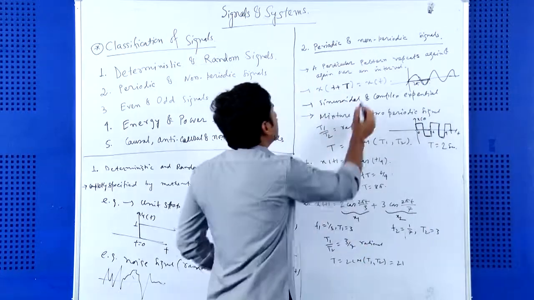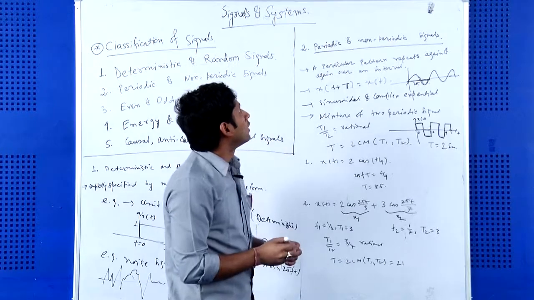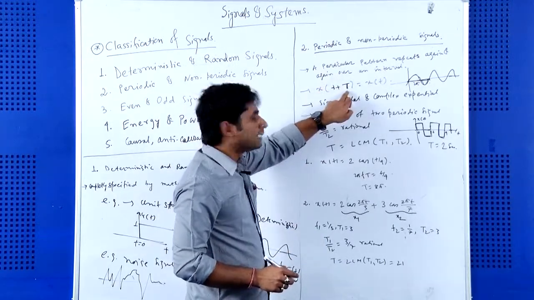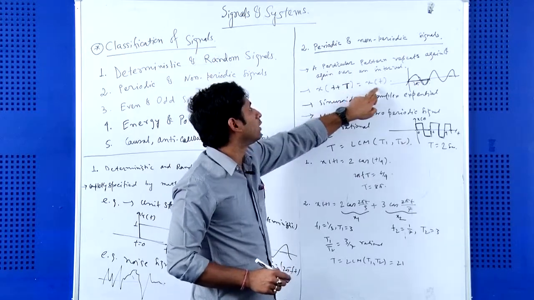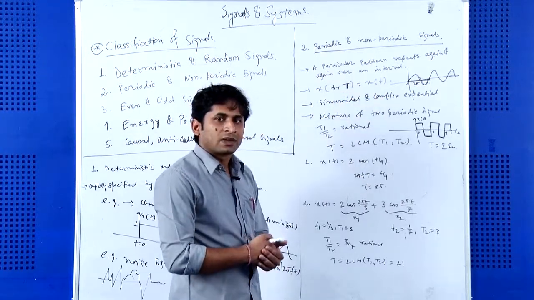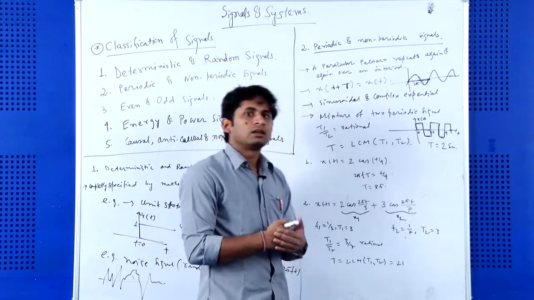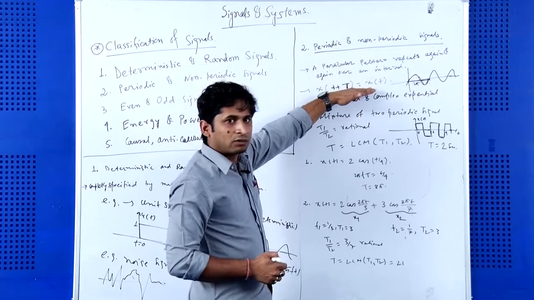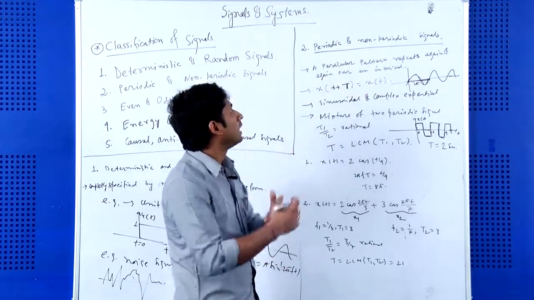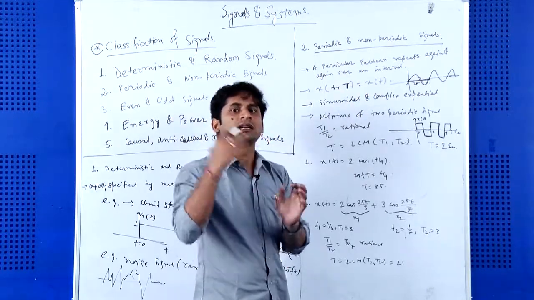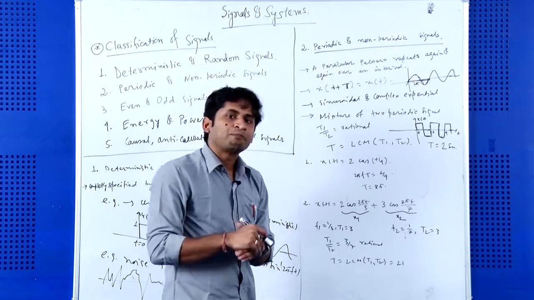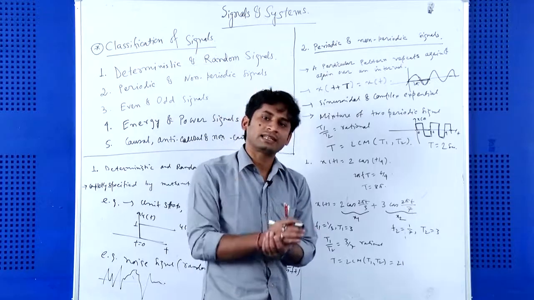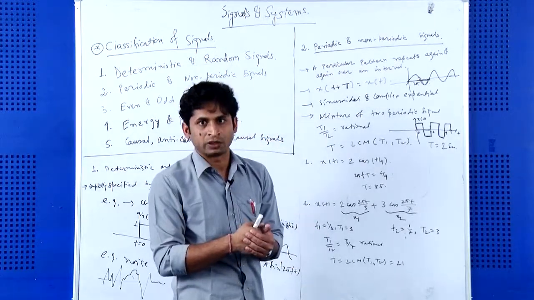Now in case of a periodic signal, x(t plus capital T), where T is the fundamental time period, is equal to x(t). And a signal which does not follow this particular equation, or where a particular pattern does not repeat, is the aperiodic signal or non-periodic signal. So an aperiodic signal, non-periodic signal, is that signal which is not periodic.